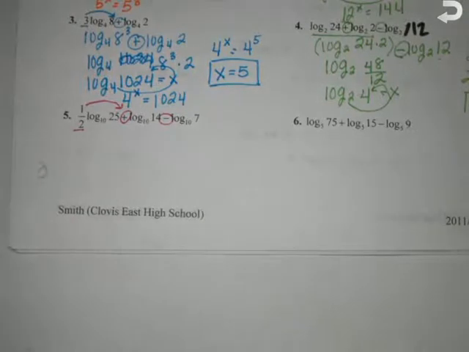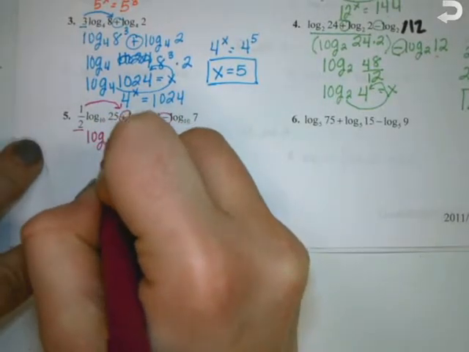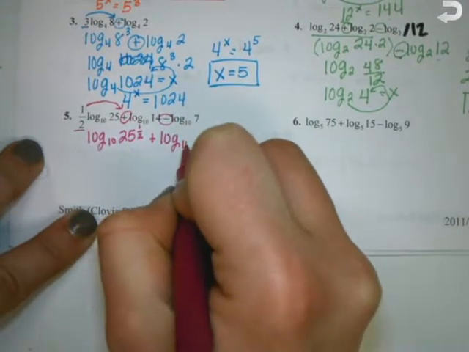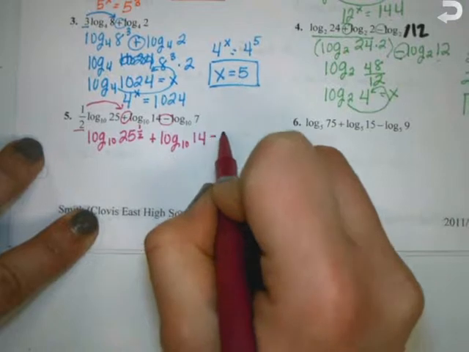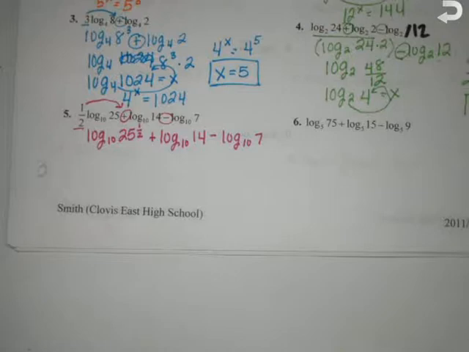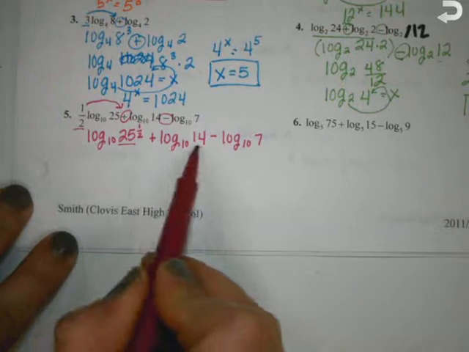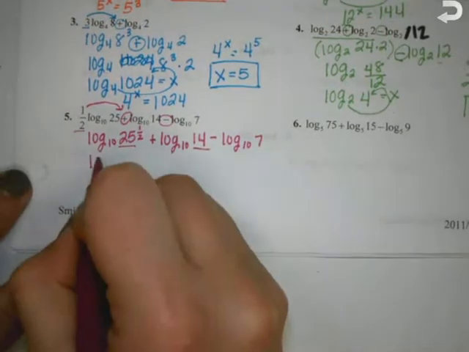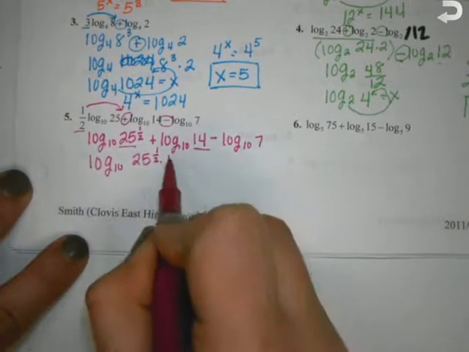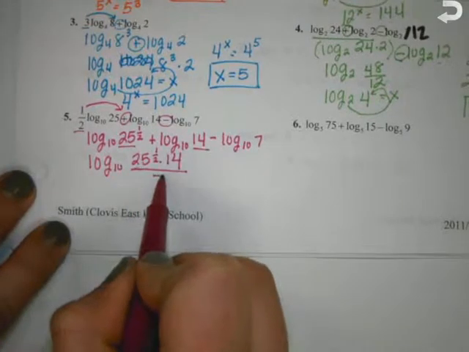Okay, so we would have log base 10 of 25 to the power of 1/2 plus log base 10 of 14 minus log base 10 of 7. Okay, so since I have product rule right here, what am I going to do with these two guys? Multiply them. So that's going to be log base 10 of 25 to the 1/2 times 14. And all of that is going to be divided by 7. So I did all of the rules at the same time. Are you guys okay with that?